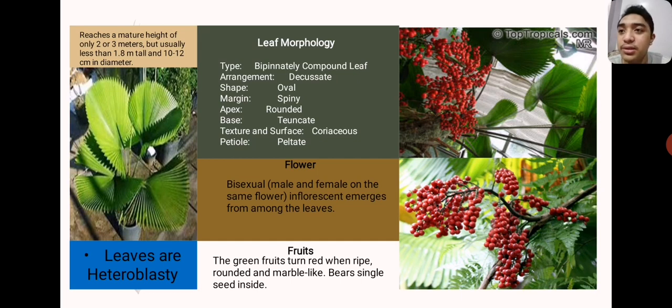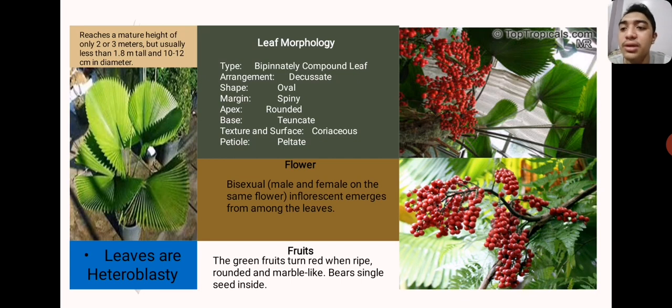The leaf morphology, based on my observation: type, bipinnate compound leaf. The arrangement, decussate, shape oval, margins spiny. The apex is rounded, base cuneate, texture and surface coriaceous, petiole is peltate.